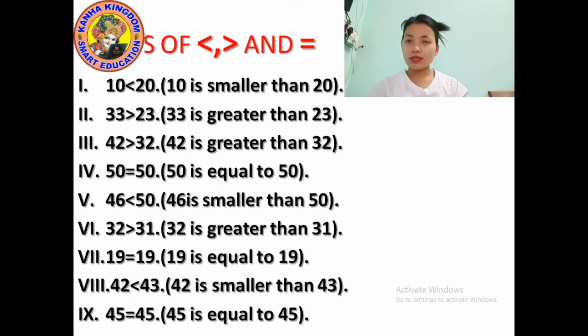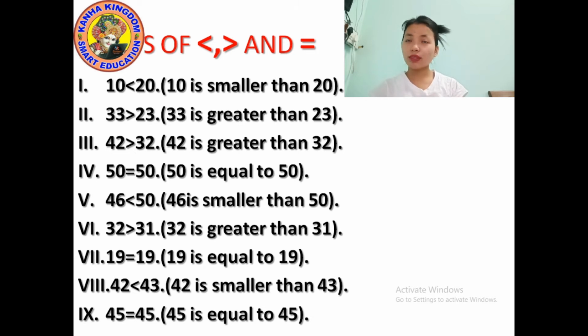The first use is that 10 is smaller than 20. See the use of the symbol of smaller than, that is, 10 is smaller than 20. And the second one is 33 is greater than 23. This is the symbol of greater than. See how we use the symbols of greater than and smaller than. We use it like this: 33 is greater than 23.